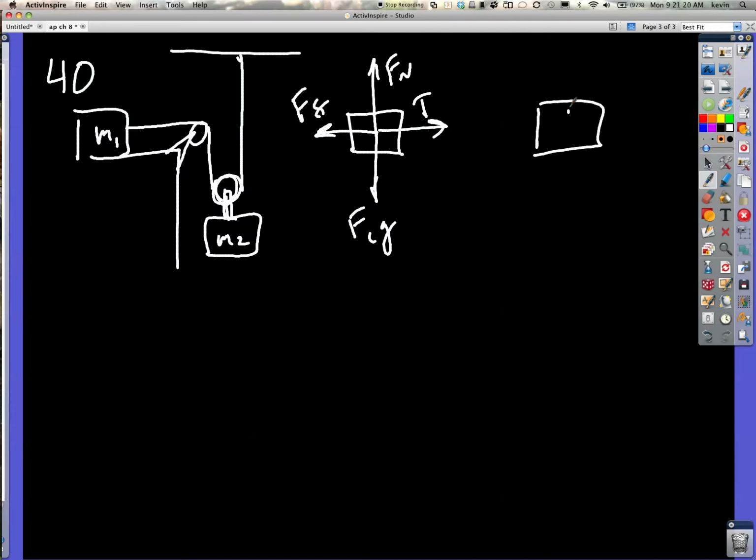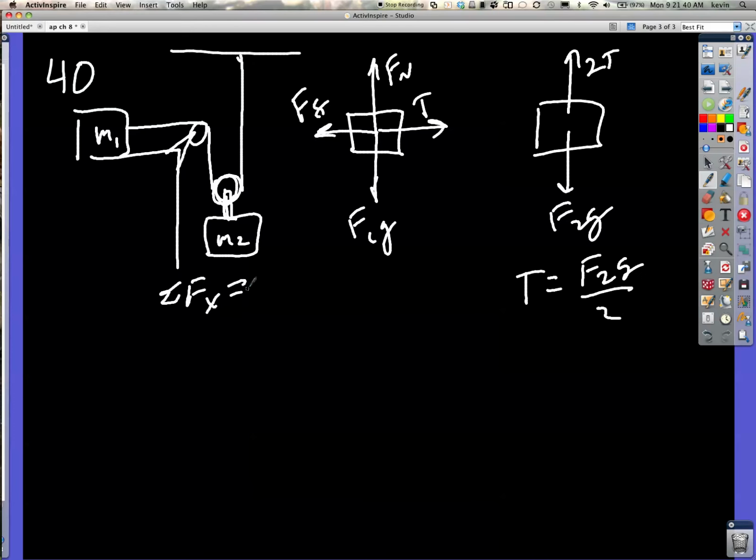Okay, then this one is going to be 2T, and this is going to be F2G, because how many strings are lifting up on that block? There you go. From that we get that T is F2G over 2, and then I can plug it in over here. If I do the sum of the forces in the X equal to MA, the sum of the forces in the Y for this one are 0, obviously.